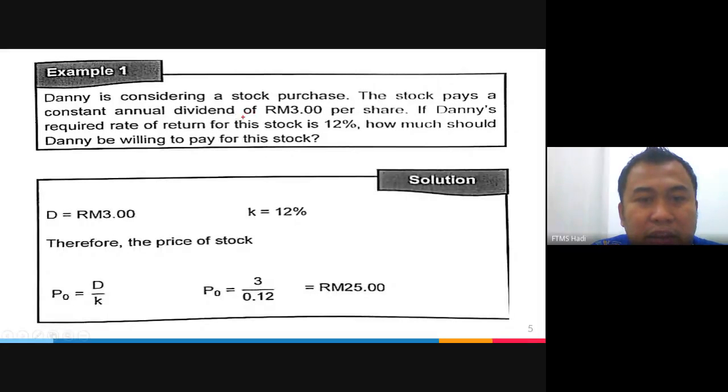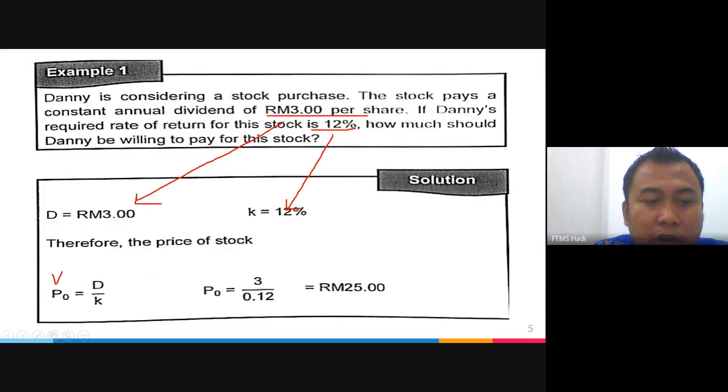Okay, and we need to extract the information. The stock pays a constant annual dividend of RM3. You see RM3 here, annual dividend RM3 per share. If Danny's required rate of return is 12%, the projected return will be 12%, which is K. How much should Danny be willing to pay for this stock? So P0, in other words, we can also call it VS. P0 means the price at present, the price at year zero. That means the price of today.